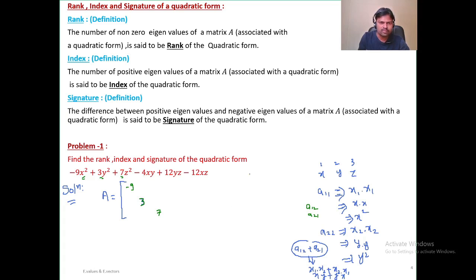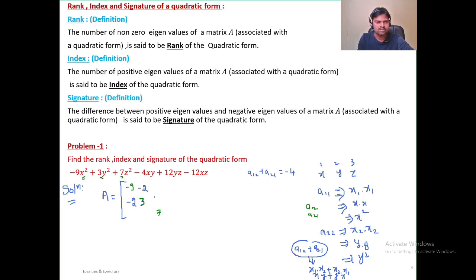So therefore here A12 plus A21 will be how much? Minus 4 xy. First variable into second variable. The first variable is x, the second variable is y. So the first variable into second variable coefficient is nothing but A12 plus A21. What is that? Minus 4. So the sum of these two entries is minus 4. Then split equally. So minus 2 and minus 2.